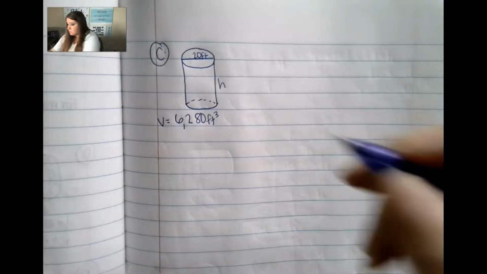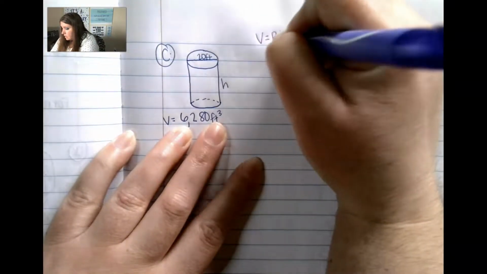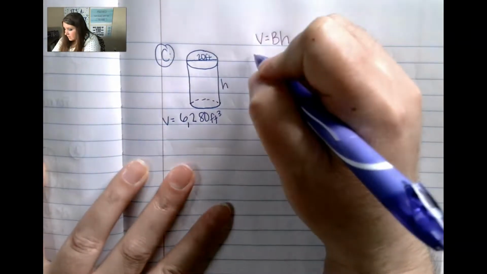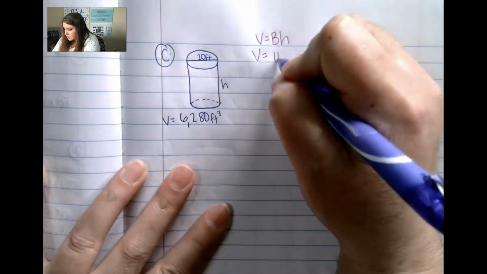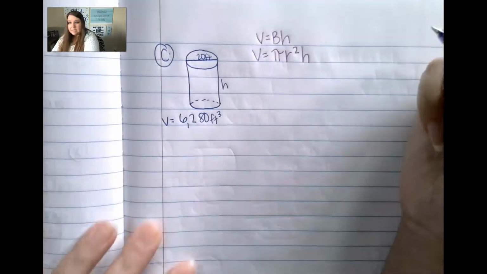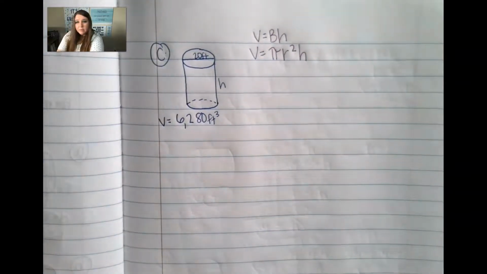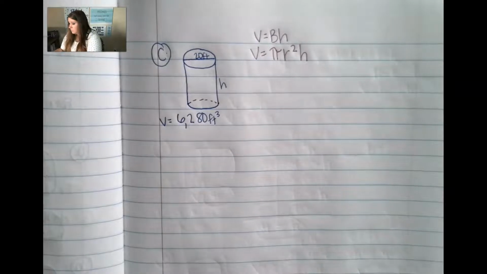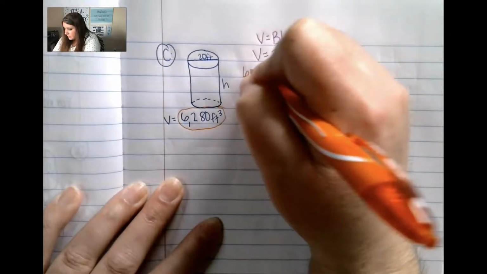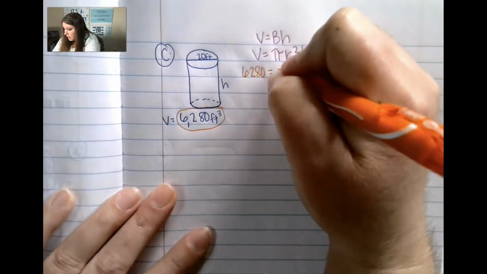We're going to use our formula. Volume is the area of the base times the height. We know area of the base is really just pi r squared times the height. Okay, so those two things are equal. Let's plug in what we know. We know that the volume is 6,280. We know pi.